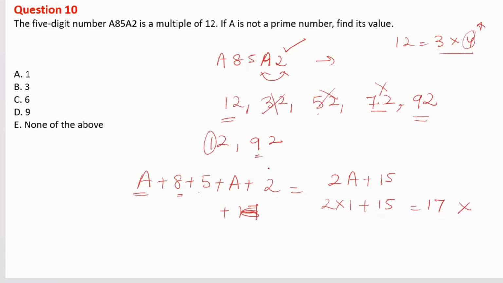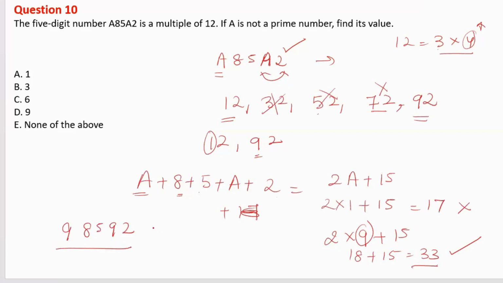Let's check the next value. 2 times 9 plus 15: 18 plus 15 is 33. Yes, it is divisible by 3. So this is the value if I put 9. So that number, 98592, will be divisible by both 3 and 4. So A will be 9 for that.